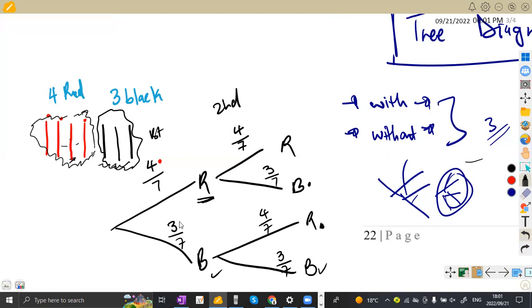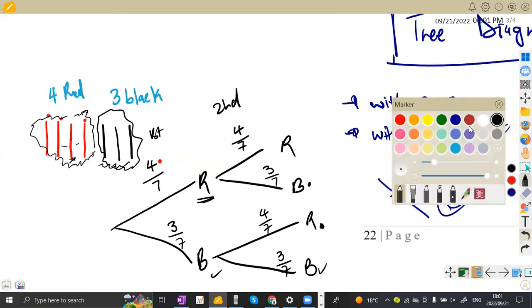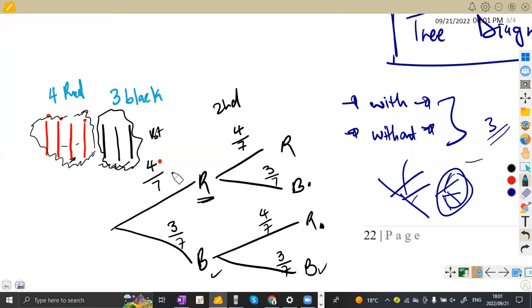Okay. And also the other thing that you're going to take as an advantage on paper 1, the probability of every branch should give you a 1, whether it's with replacement or without replacement. Each branch, if you add this 4/7 plus 3/7, you must get a 1. If you add everything here, you must get what? A 1.